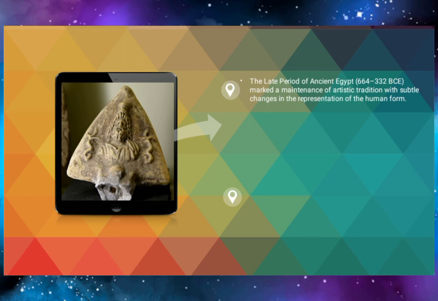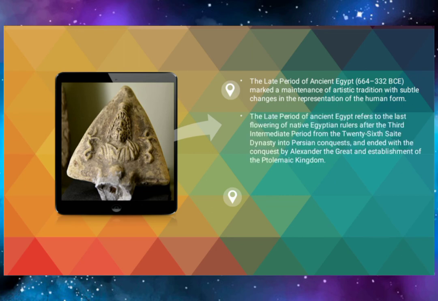So next, the late period of ancient Egypt refers to the last flowering of native Egyptian rulers after the third intermediate period, from the 26th dynasty into the Persian conquest, and ended with the conquest by Alexander the Great and establishment of the Ptolemaic kingdom. So next, the late period is often regarded as the last gasp of a once great culture during which the power of Egypt steadily diminished.